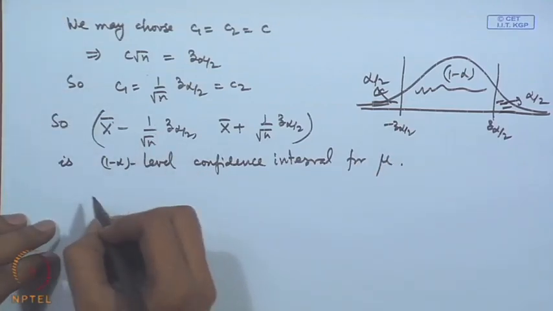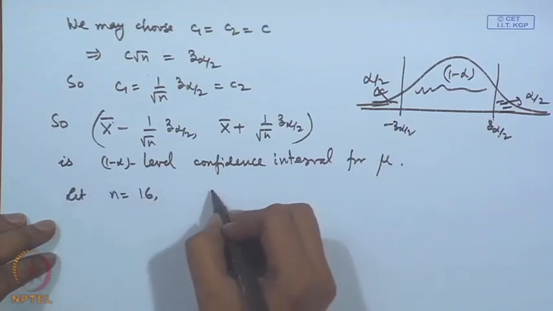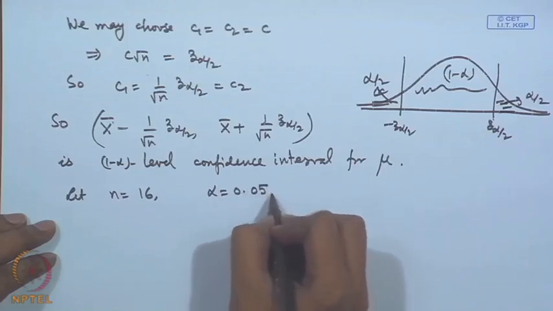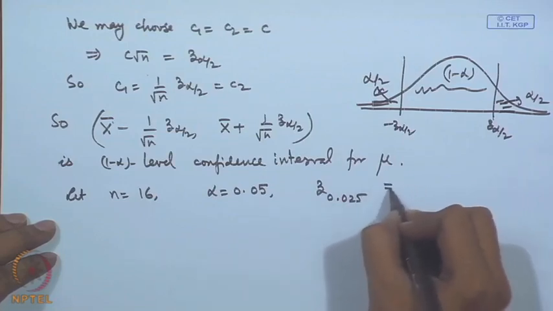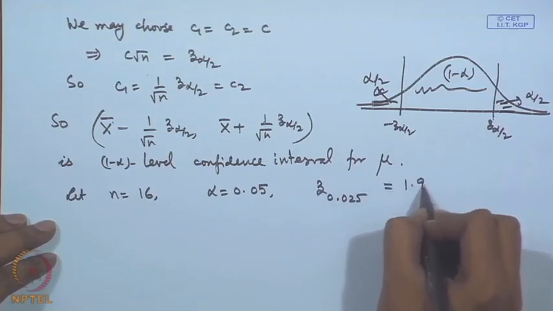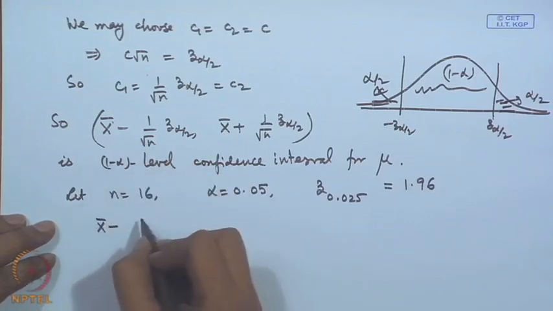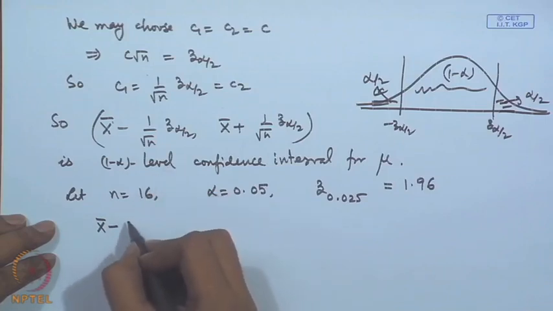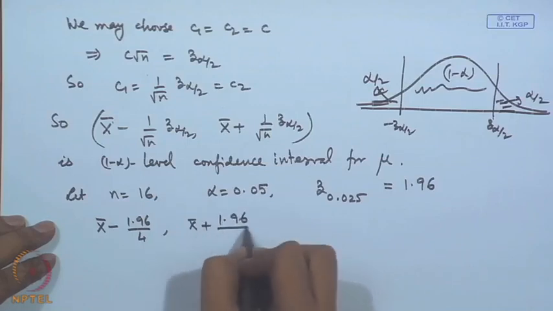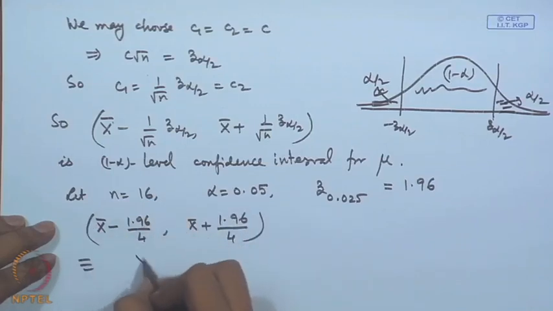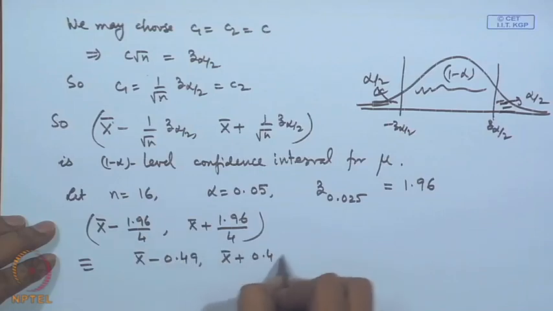Let me just take a practical example. Suppose I take n is equal to 16 say, and alpha is equal to say 0.05. Then I have to see the value of z 0.025. From the tables of the standard normal distribution, this value is 1.96. So, x bar minus 1.96 by 4 to x bar plus 1.96 by 4, that is x bar minus 0.49 to x bar plus 0.49.